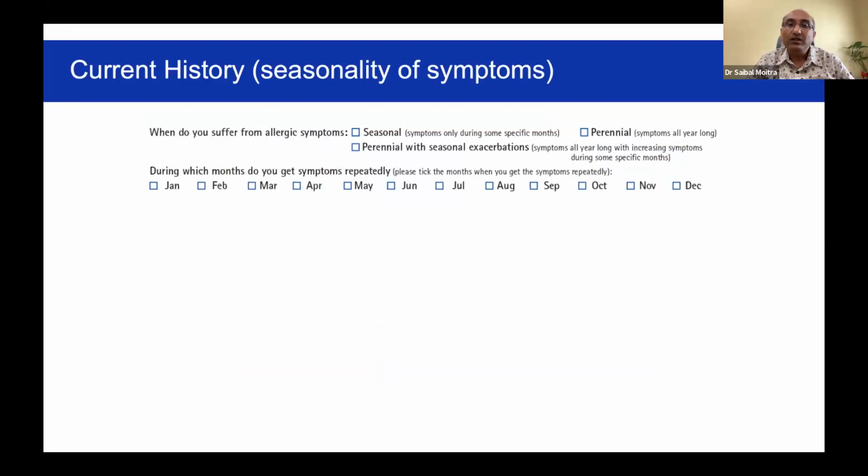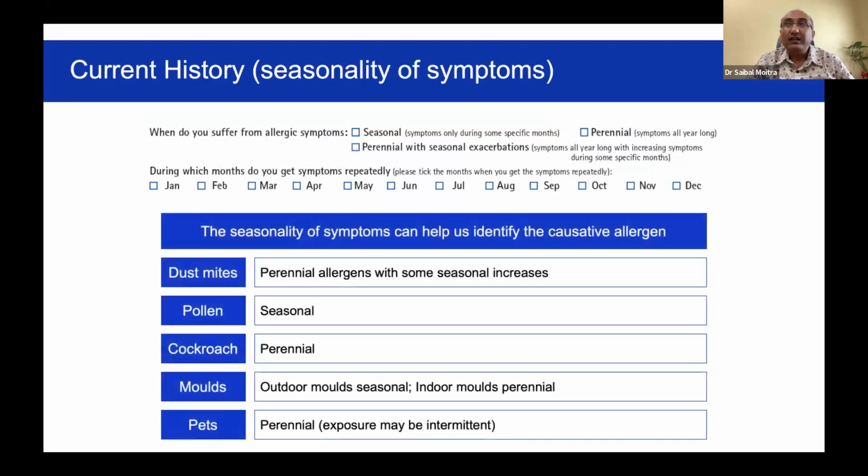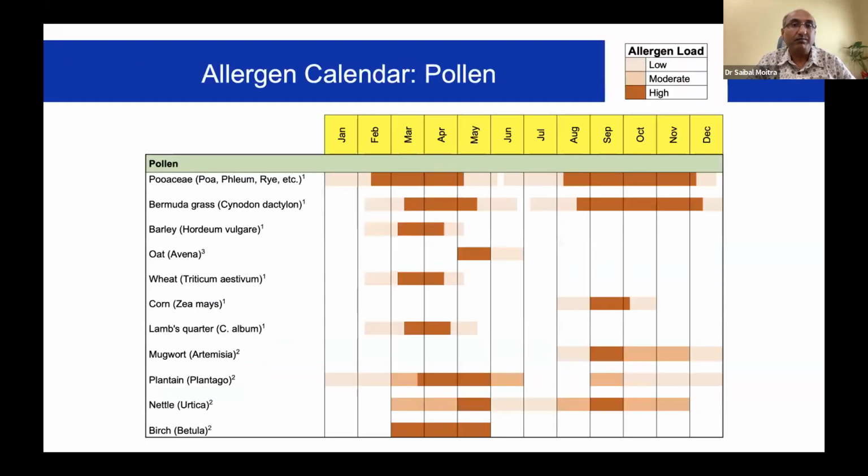We have to jot down the months of the exacerbations, because that way we can help pinpoint the allergens. It is known by and large that with dust mite, the patient will usually have perennial symptoms, mostly when they are indoors, with some seasonal increases. Pollens, the seasonal pollens, cause seasonal symptoms, mostly when the patient is outdoors. Cockroach allergen causes perennial symptoms. Molds, for outdoor molds, are seasonal. Indoor molds usually cause perennial symptoms of rhinitis or asthma. And pets cause perennial symptoms, but there can be intermittent exposure when somebody visits a house where there is a pet.